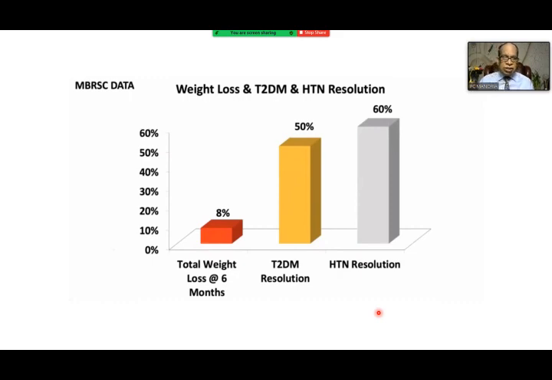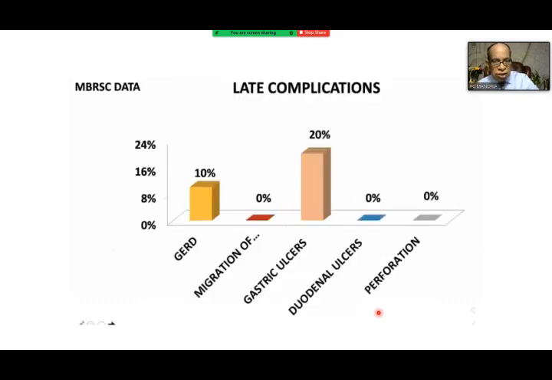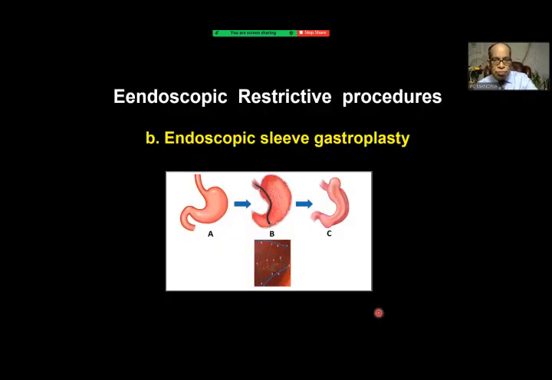This is data from the Indian context. Diabetes is resolved in 50% of cases and hypertension in 90% of patients. The late complications include GERD in 10%, again data from the Indian context, and gastric ulcers in 20%.